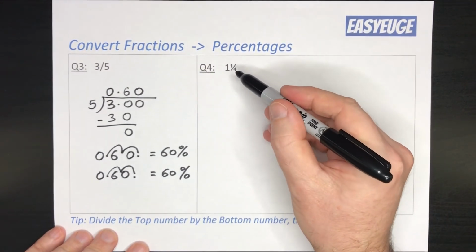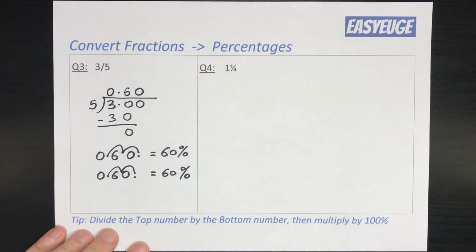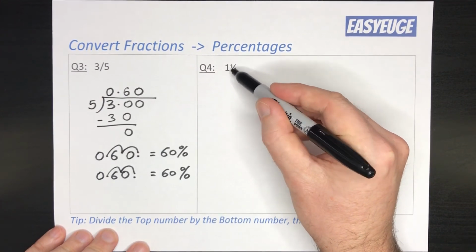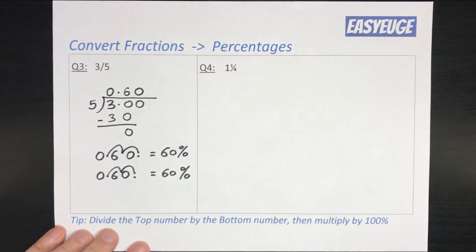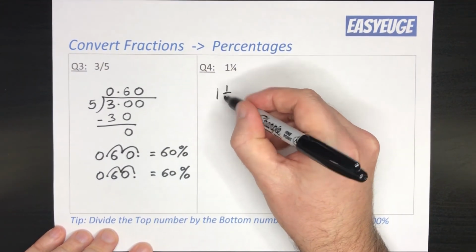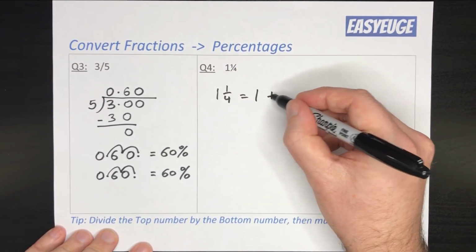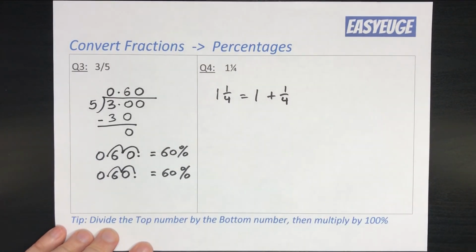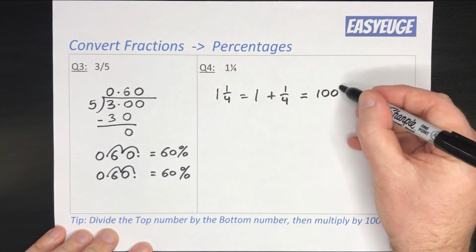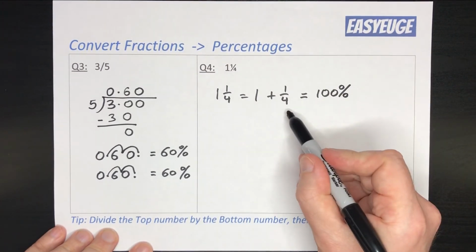Here is 1 1/4. How would you convert that into a percentage? Now this is called a mixed fraction or a mixed number because we have one whole unit plus a quarter. There are 2 ways to work this out. So 1 1/4 is the same as 1 plus a quarter. Okay, so what we could say is that 1 already is 100%, and we just need to work out what a quarter is as a percentage.